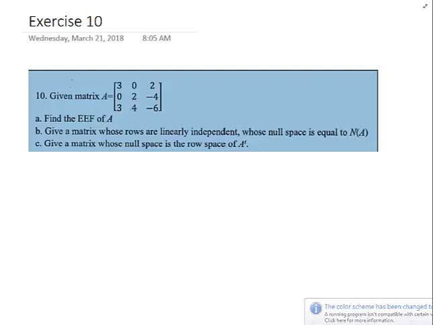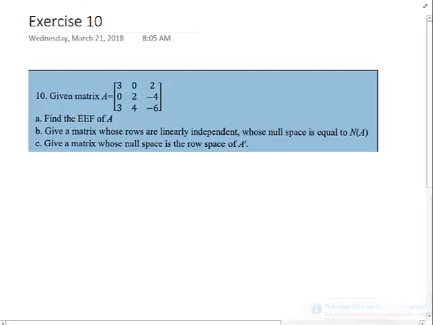Okay, exercise 10. First of all, ask for the EEF. Then ask for matrices that can be obtained from the EEF. And we'll talk about how those are obtained from the EEF after we get the EEF. All right, so let's find the EEF.